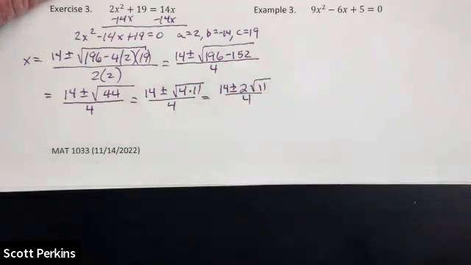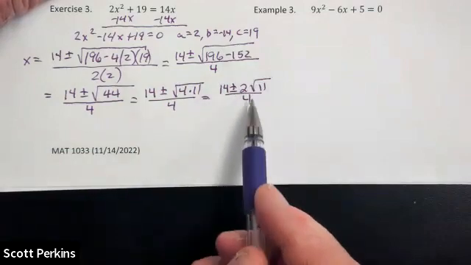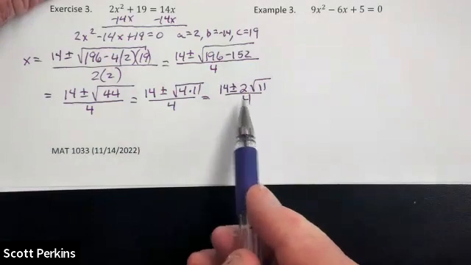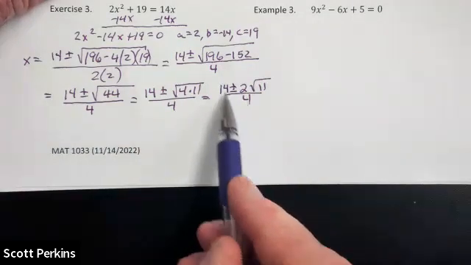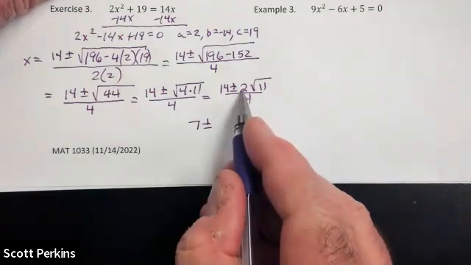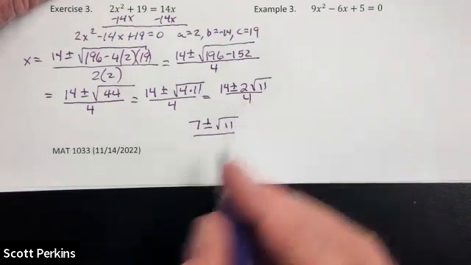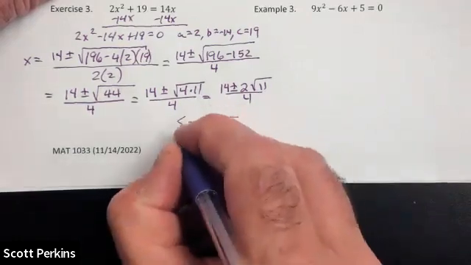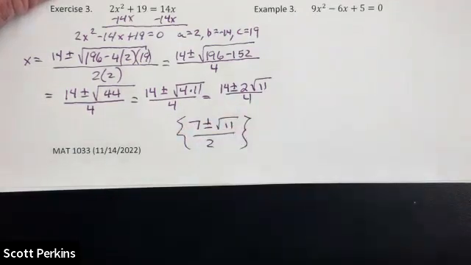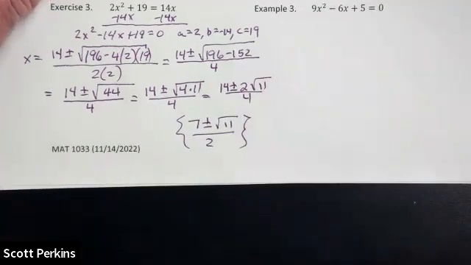Last thing I'm going to do, and then we're done with this problem, is reduce it. I can reduce each of those three numbers by the same amount. So don't forget to distribute. 2 goes into 14 7 times. 2 goes into 2 once and just leaves the square root of 11. And then 2 goes into 4 twice. And there is my solution set: 7 plus or minus the square root of 11, divided by 2.